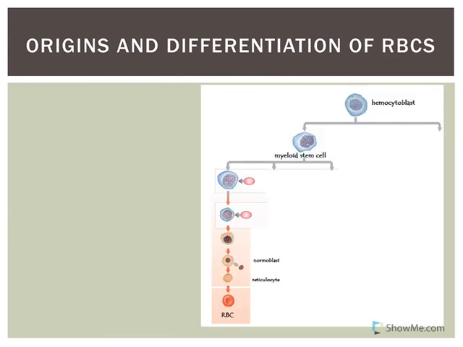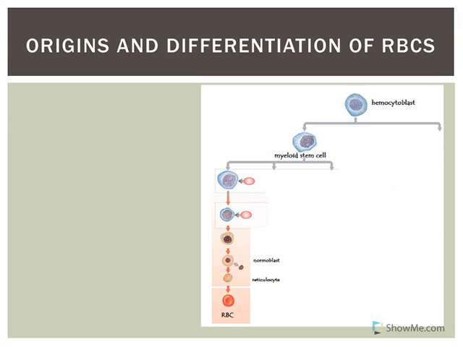So hemocytoblasts, one of the things that can be derived from hemocytoblasts is a myeloid stem cell. Myeloid stem cells will be precursors for a number of the blood cells, one of them being the red blood cell. The term myeloid is an adjective that denotes that something is derived from bone marrow.